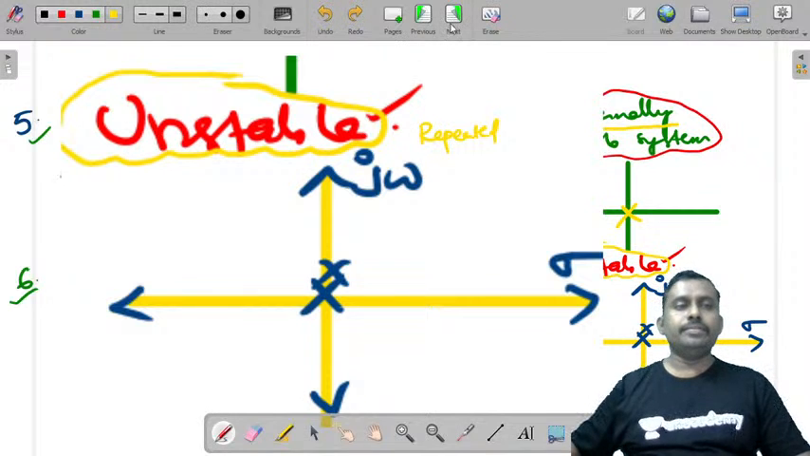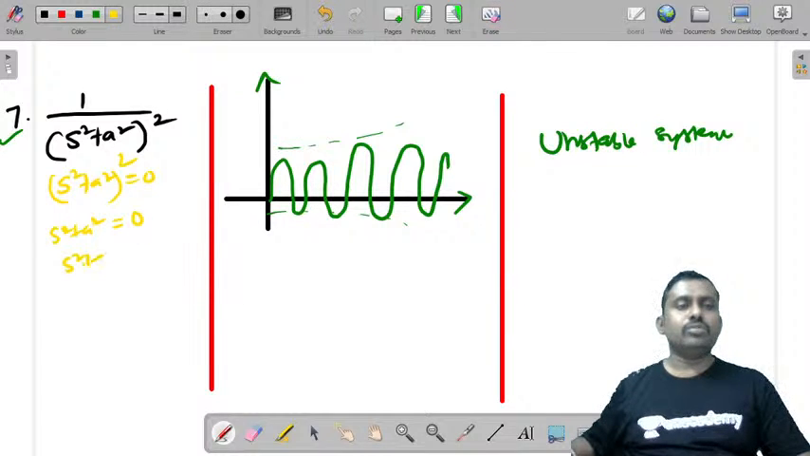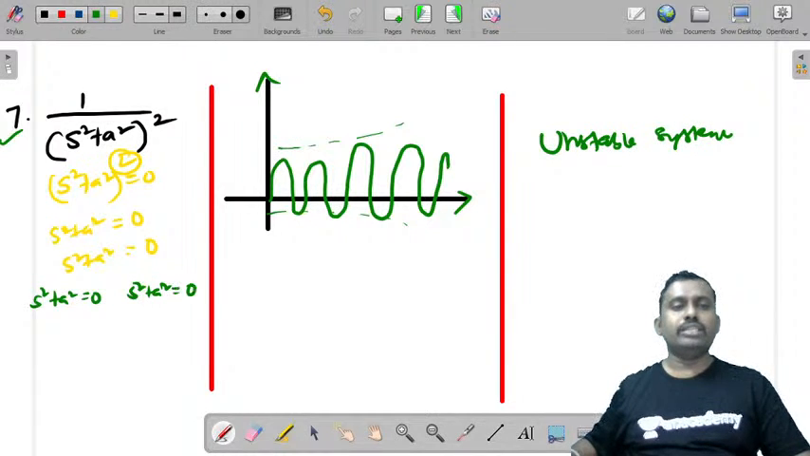Yeah, it's coming to this (s square plus a square) whole square. Now if you write (s square plus a square) whole square is equal to 0, you'll write it as s square plus a square is equal to 0 and s square plus a square is equal to 0, because you have to write it twice. So s is equal to plus or minus ja, s is equal to plus or minus ja.